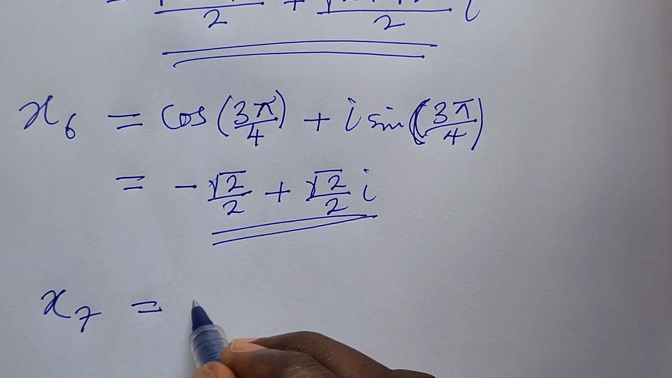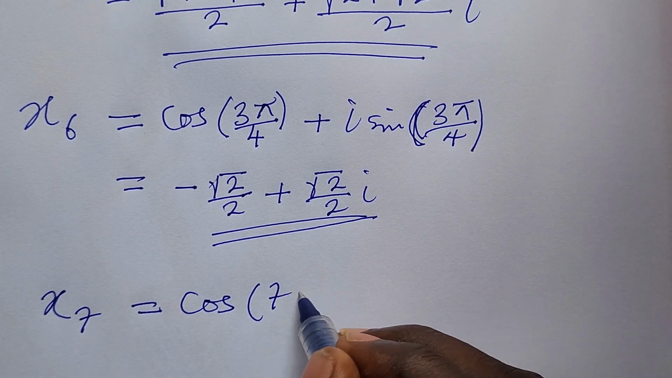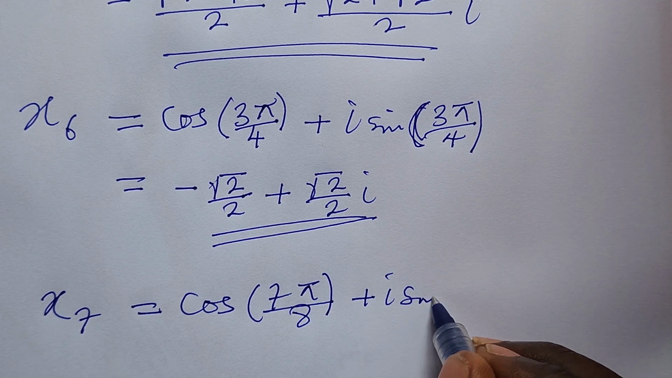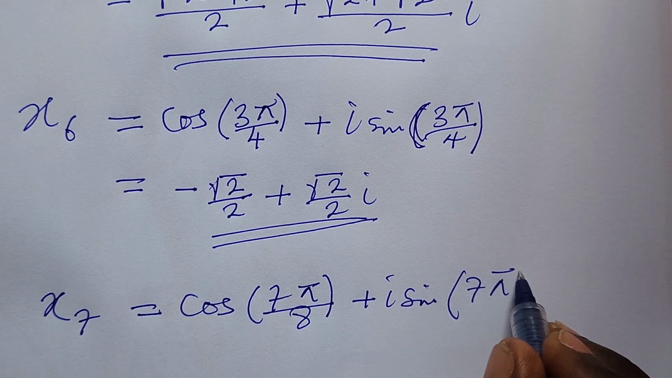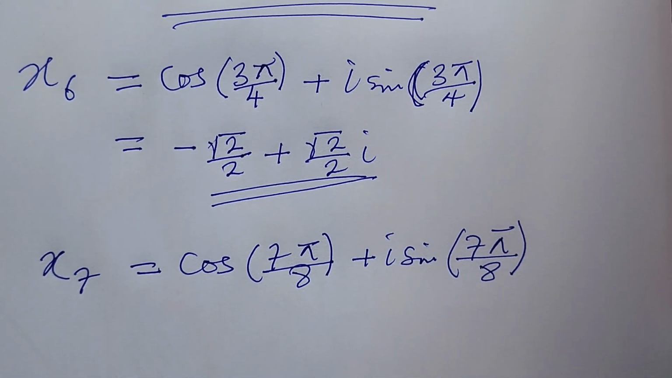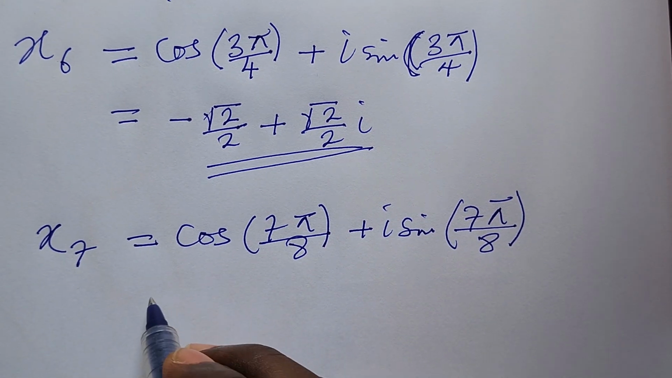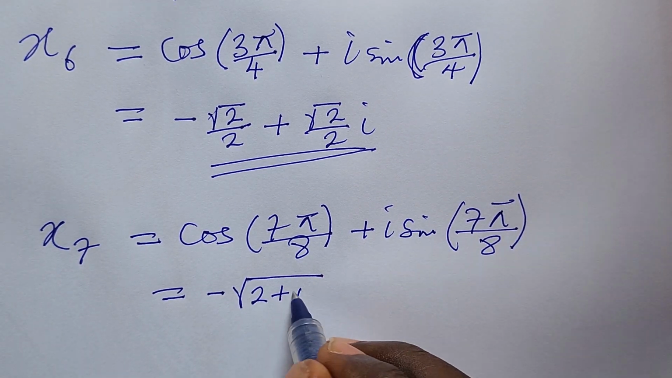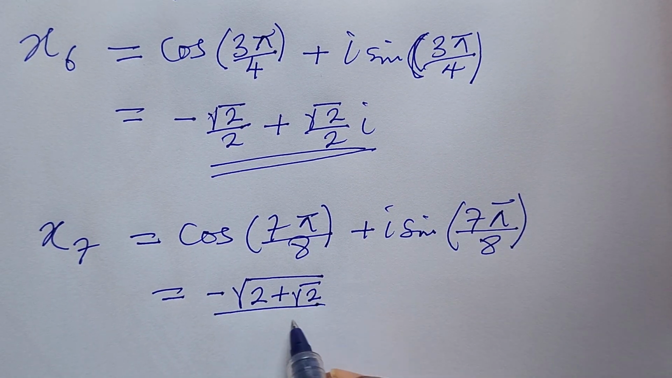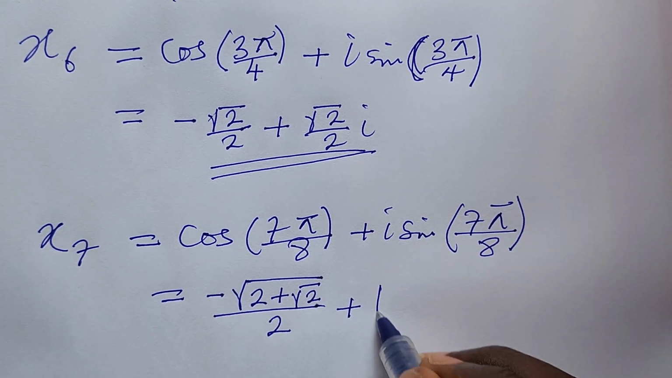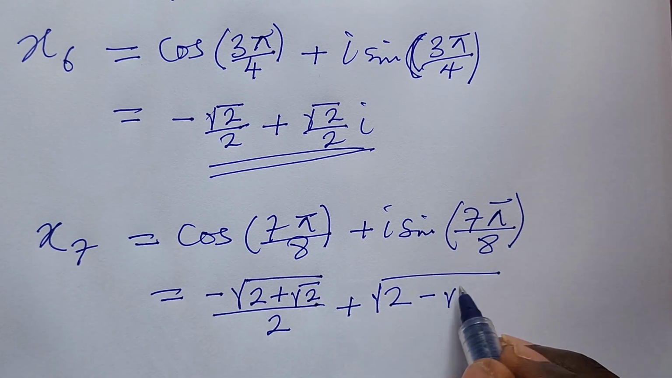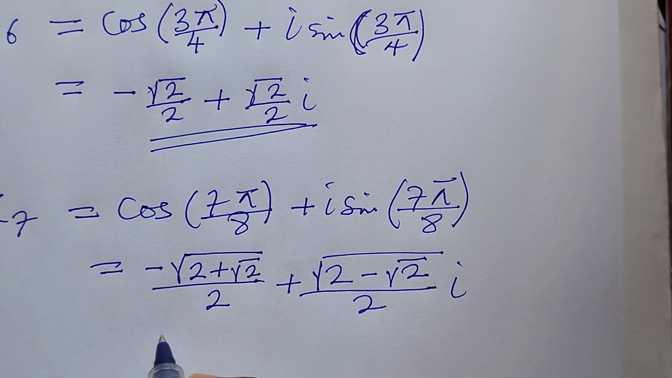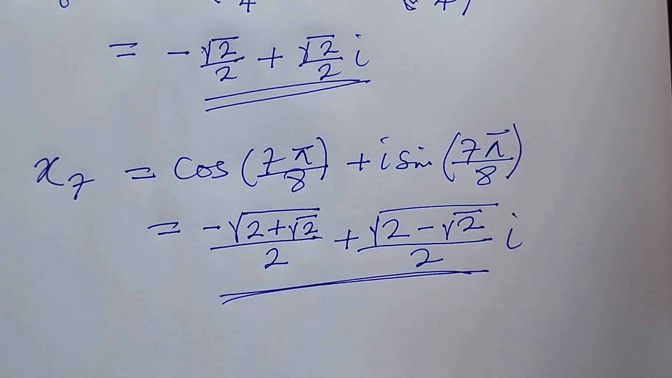Then we take our x7, subscript 7. This automatically will give us cos(7 pi/8) plus i sin(7 pi/8). Again, the numerical value of this will give us minus the square root of 2 plus the square root of 2, all over 2, plus the square root of 2 minus the square root of 2, all over 2, then iota. This is our 8th root.